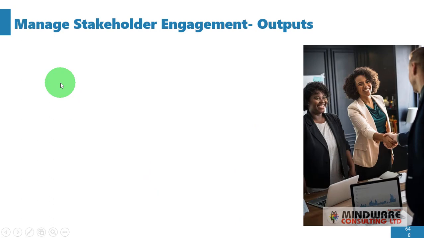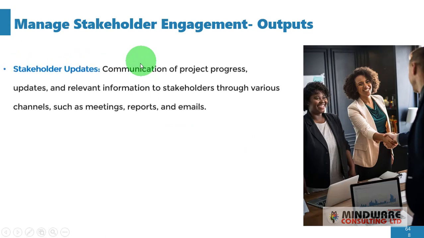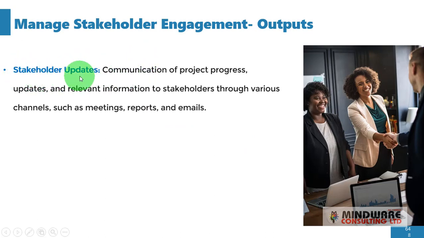So what's the output? First is the stakeholder updates. This is the first and foremost output you can get from Manage Stakeholder Engagement. It has to do with communication of the project progress, the updates, and of course relevant information to stakeholders through various channels such as meetings, reports, and emails. So that's the first output, the stakeholder updates.